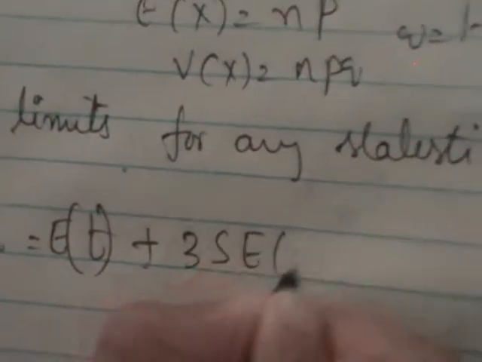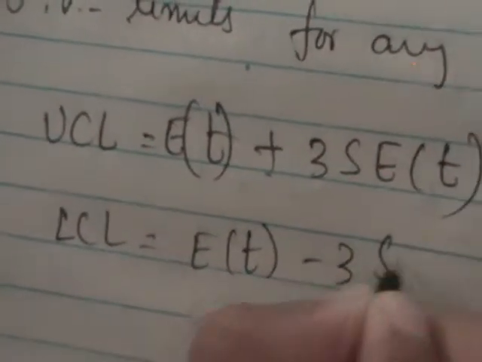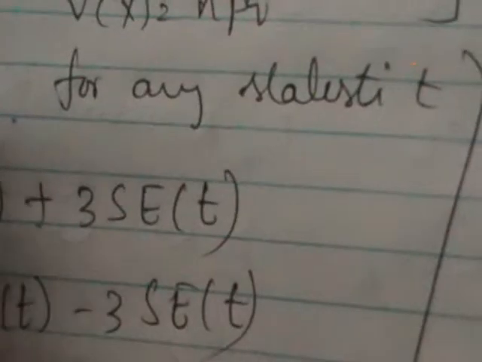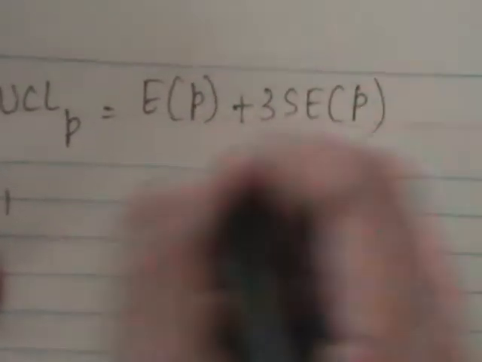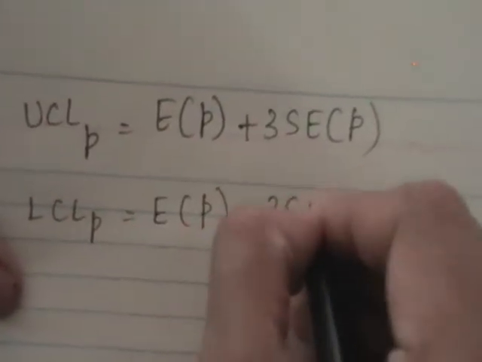You'll have UCL equal to expectation of t plus 3 into standard error of t, and LCL is equal to expectation of t minus 3 standard error of t. CL is nothing but expectation of t. This is the definition for UCL and LCL using 3 sigma limits. Now if you want to construct the limits for p, UCL p is expectation of p plus 3 into standard error of p. LCL p is nothing but expectation of p minus 3 into standard error of p.